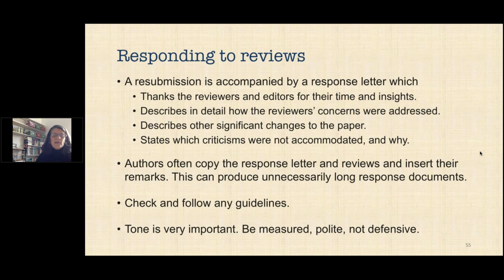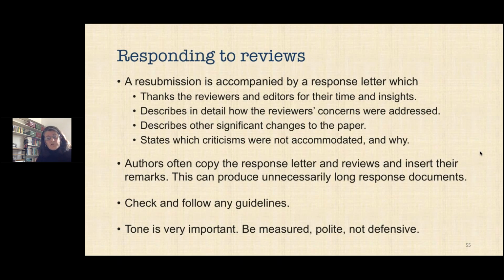So what tends to happen often nowadays, and there are advantages and disadvantages to this, is that authors will often simply copy the response letter and reviews and insert their remarks as they go along. This can often be very helpful, but it can also produce unnecessarily long response documents. So there might be a way in which you can summarize at the beginning of your response letter the major changes that you've made, and then judiciously copy the portions of the response letters and reviews and intersperse your comments. You wouldn't want to copy every comment about every typo you ever had and then say done, done, done, done, done. So be sensible about it, but there are different ways to do this.